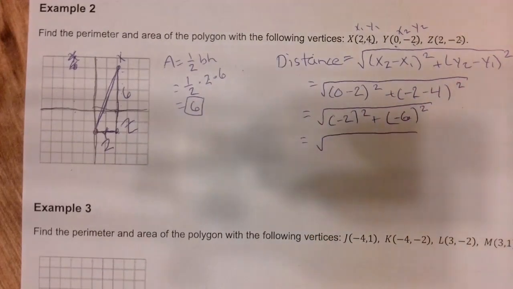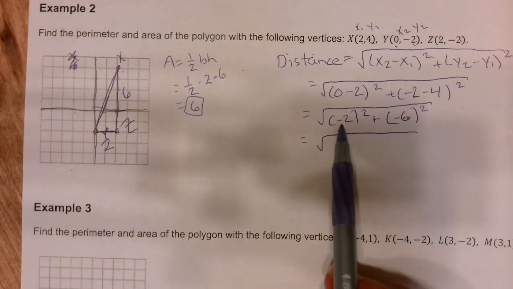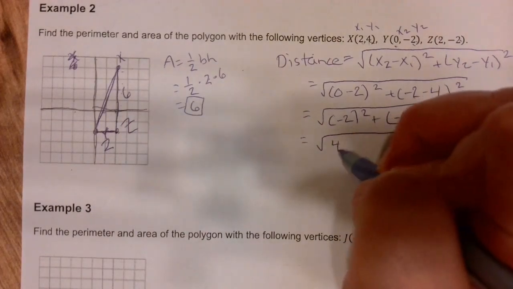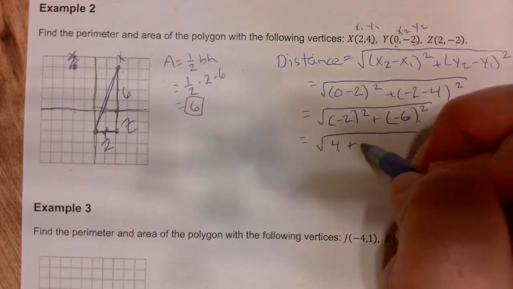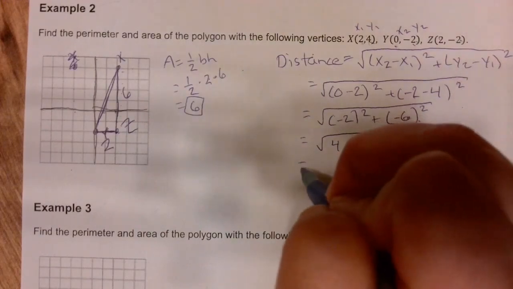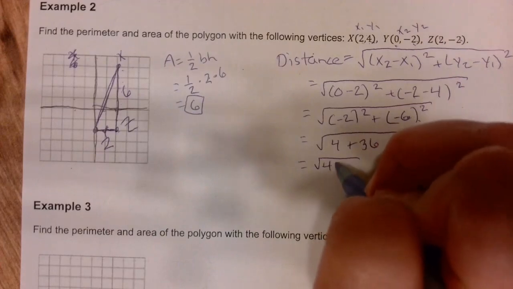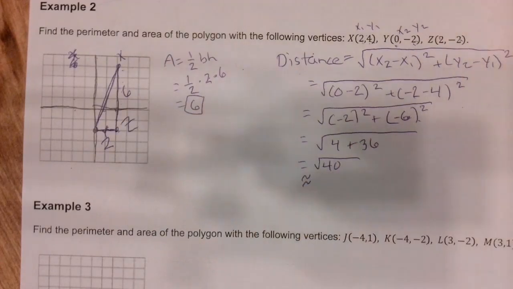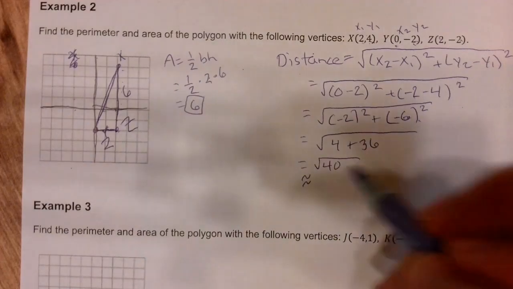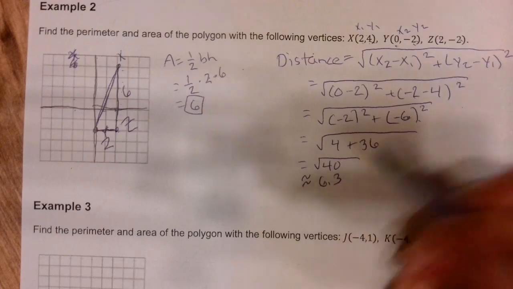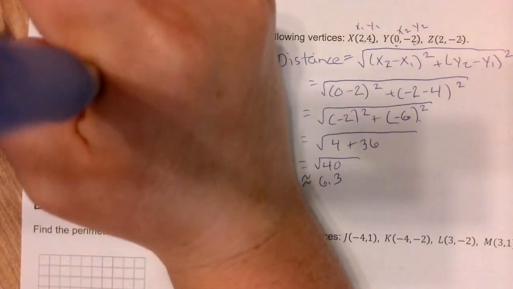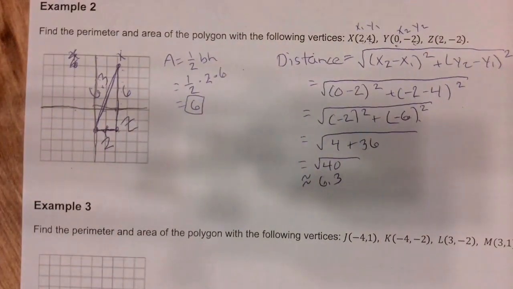Make sure here that you know how to subtract positive and negative numbers. If you're unsure, make sure you're double checking on a calculator. Negative 2 times negative 2 is 4. Negative 6 times negative 6 is 36. This is the square root of 40. And then you need to type it into your calculator. The square root of 40 is approximately 6.3. So the left side of that triangle is approximately 6.3 units long.